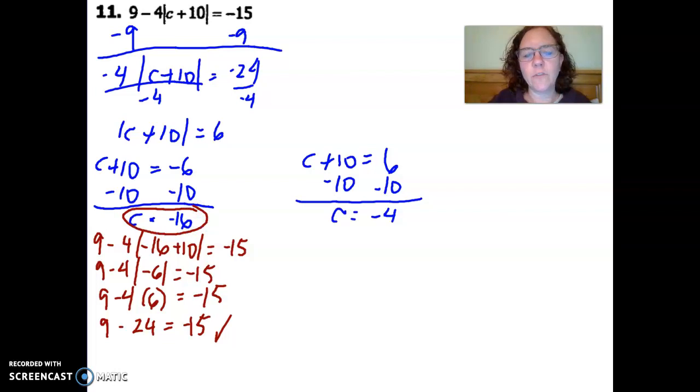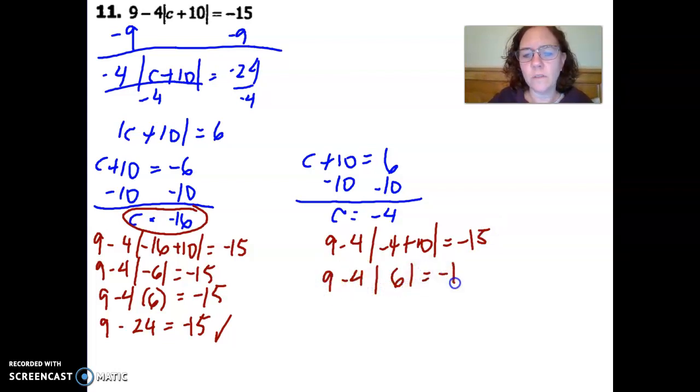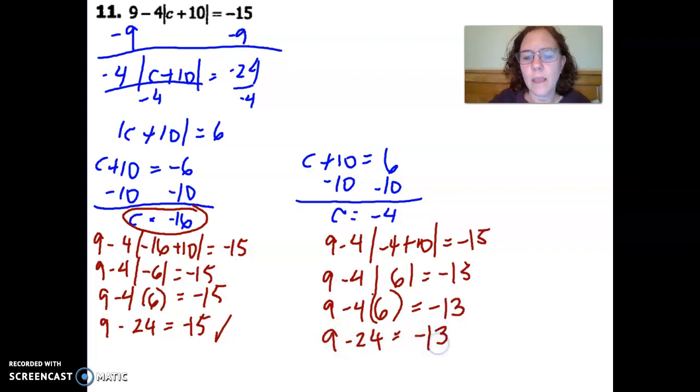All right, let's check negative 4. So I'll do the same thing. I'll go back to the very beginning and put negative 4 in place of C. All right, order of operations, I'm going to work inside the absolute value bars. And the absolute value of positive 6 is positive 6 because it is 6 units away from 0 to the right. 4 times 6 is 24. And 9 minus 24, oops, miscopied that.